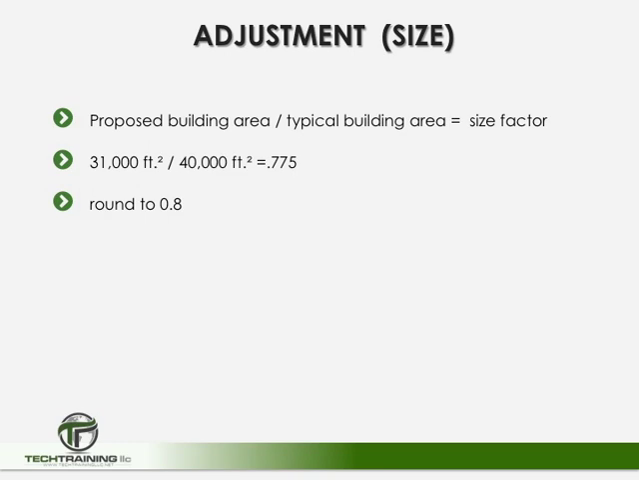Now the way we get our size factor is the following, and I want to be clear, this is not the cost modifier. This is the size factor that's going to give us the cost modifier. We get the size factor by dividing the proposed building area by the typical building area. In this case, it's 31,000 square feet, the size of our 50-room motel, divided by the typical motel of 40,000 square feet, gives us 0.775. But we're going to round this up to 0.8, and then we're going to take a look at the cost modifying graph.